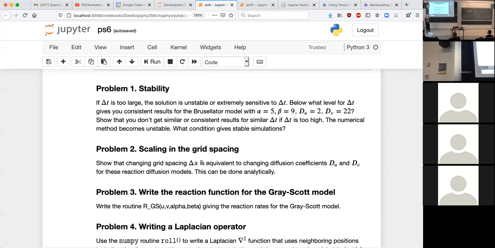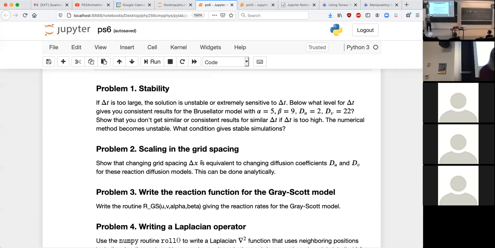What about adjusting the horizontal spacing? Whenever you go to a spatial grid, there's a delta x. I think I set delta x to be 1 in these examples, but you might not want to do that. So what does it mean to change delta x? Explore what it's equivalent to, changing the diffusion coefficients for these examples. So show that. And then the Gray-Scott and the Brusselator reaction models.